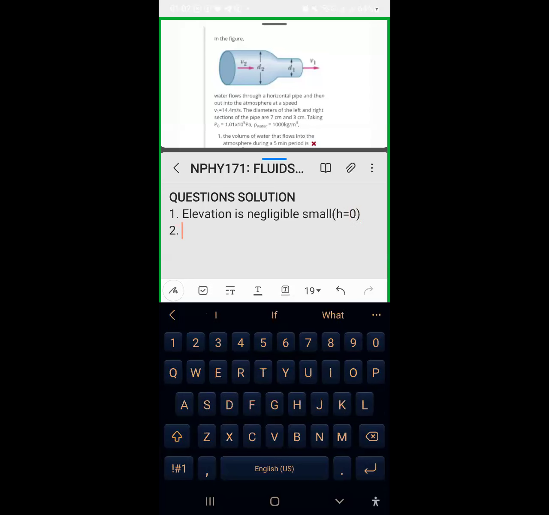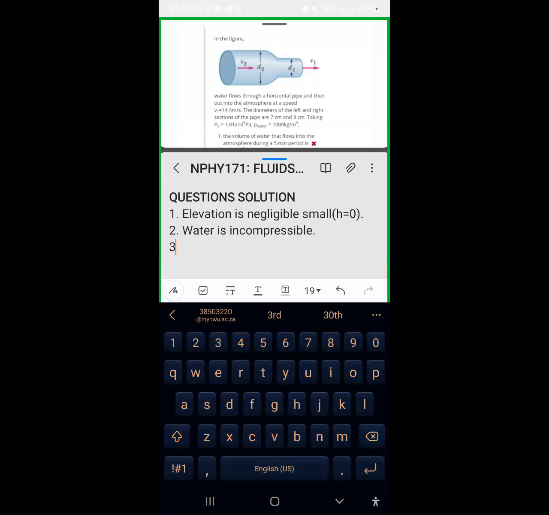And then secondly, under normal conditions, like the pipeline in this case, and at a moderate pressure, like 1.01 times 10 to the power 5 pascals, water density doesn't really change significantly, even when subjected to varying pressures. Therefore, we can classify this water as incompressible, which means that there is no change in density.